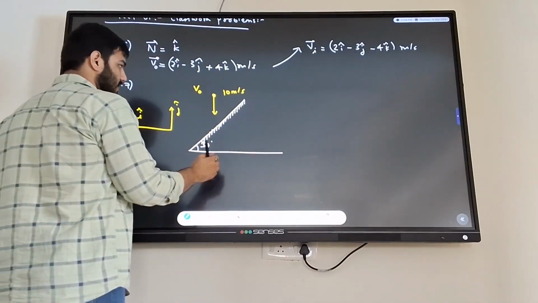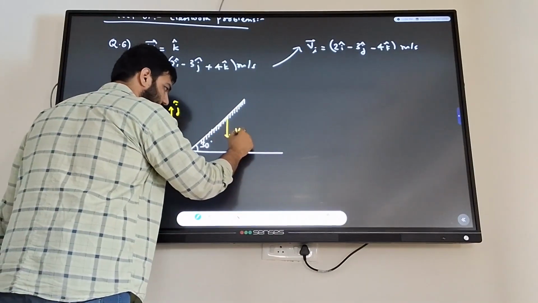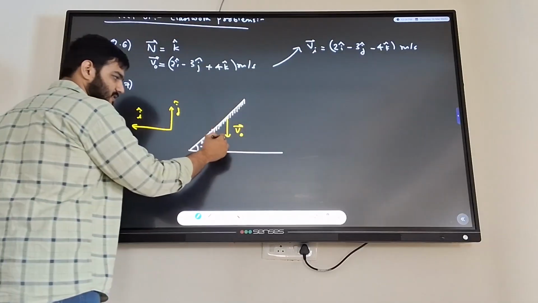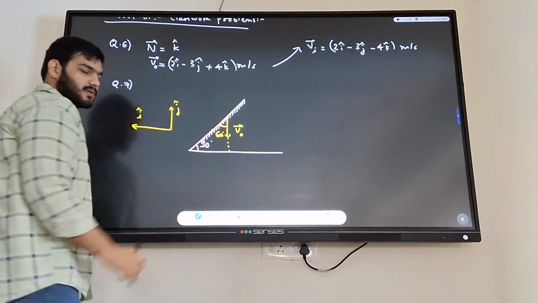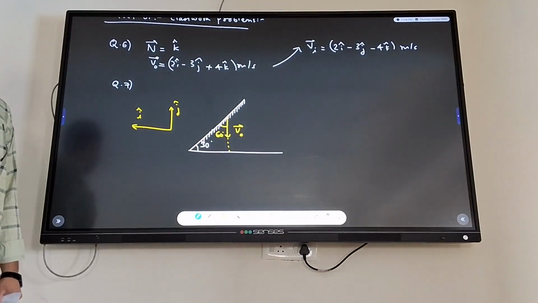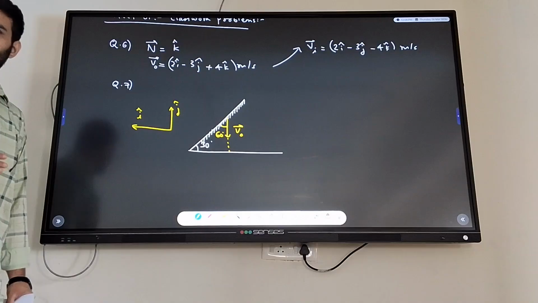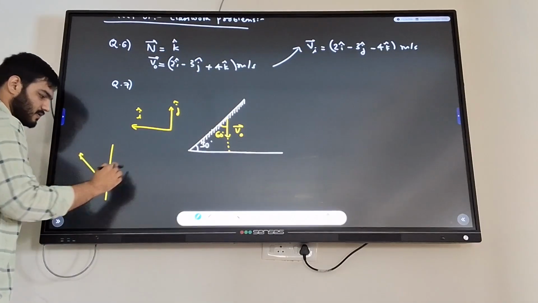Anyway, let's do the whole solution and then conclude something. Chalo. This is my BO vector. What is the angle that it is making with the mirror here? 60 degrees. Do you remember one of the notes that I told you, that the image velocity vector and object velocity vector make the same angle with the mirror? Do you remember? I told you.